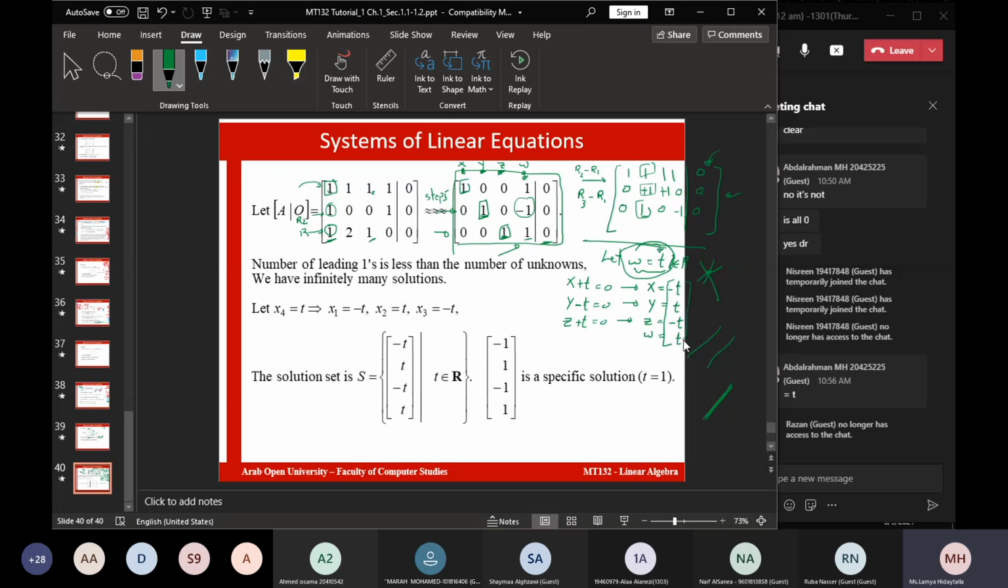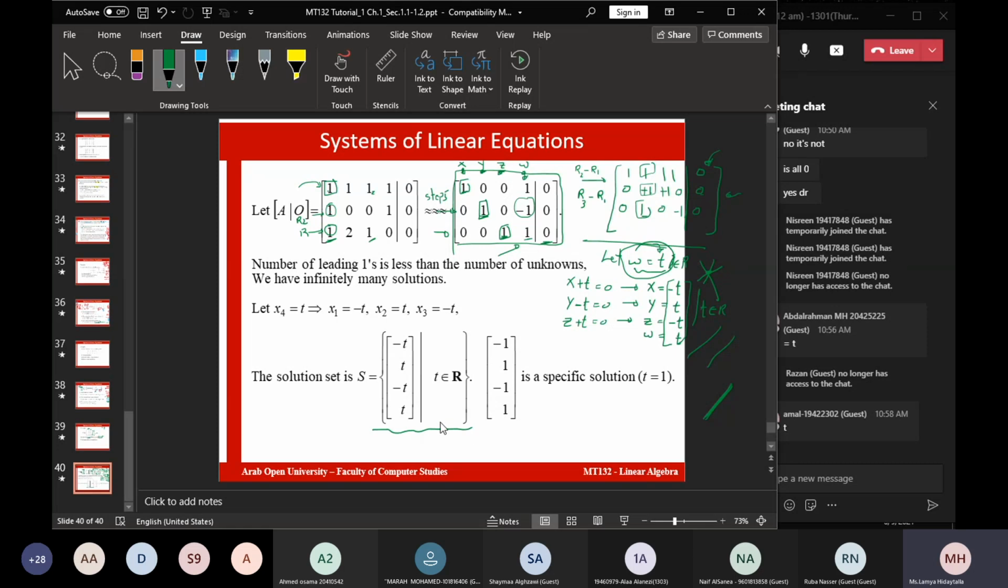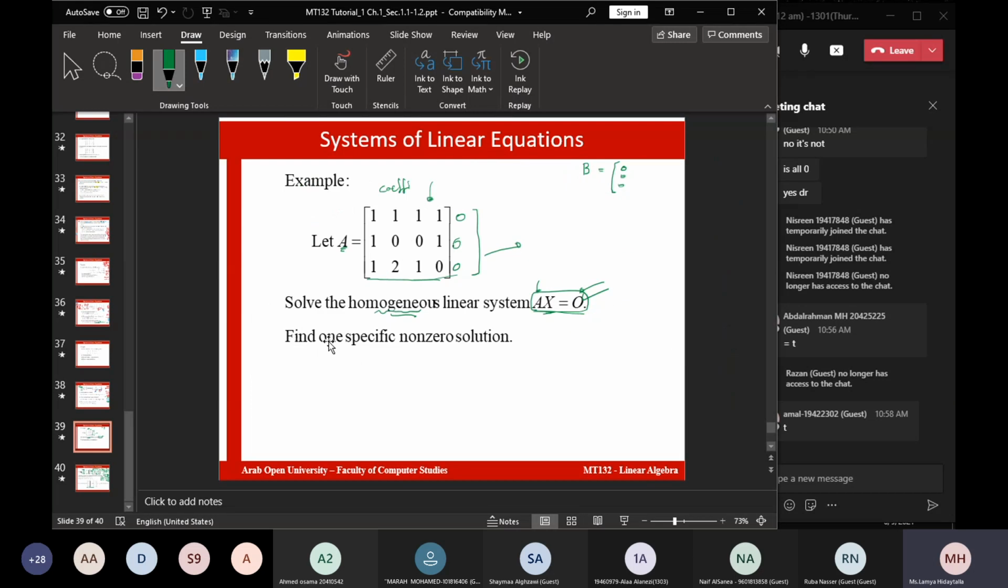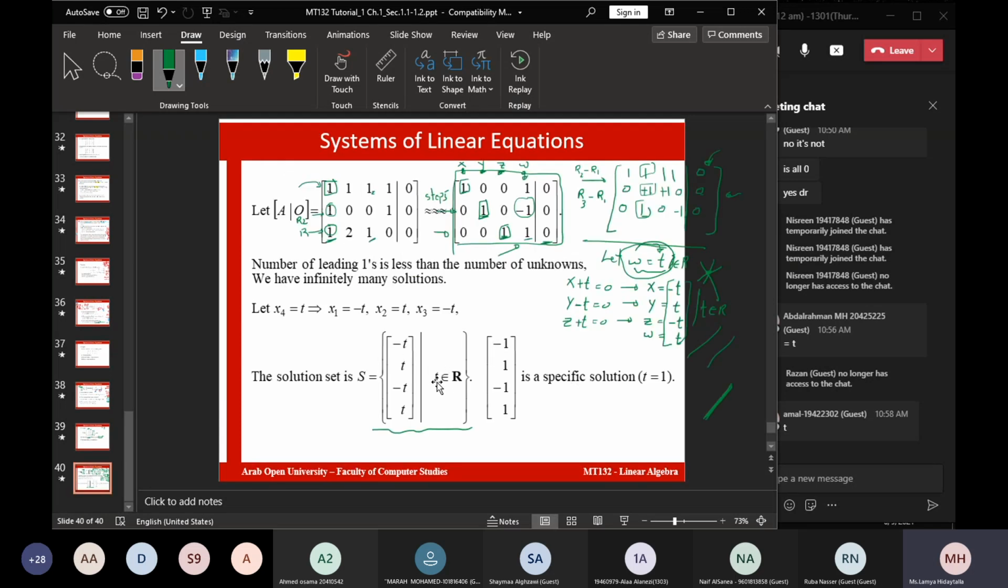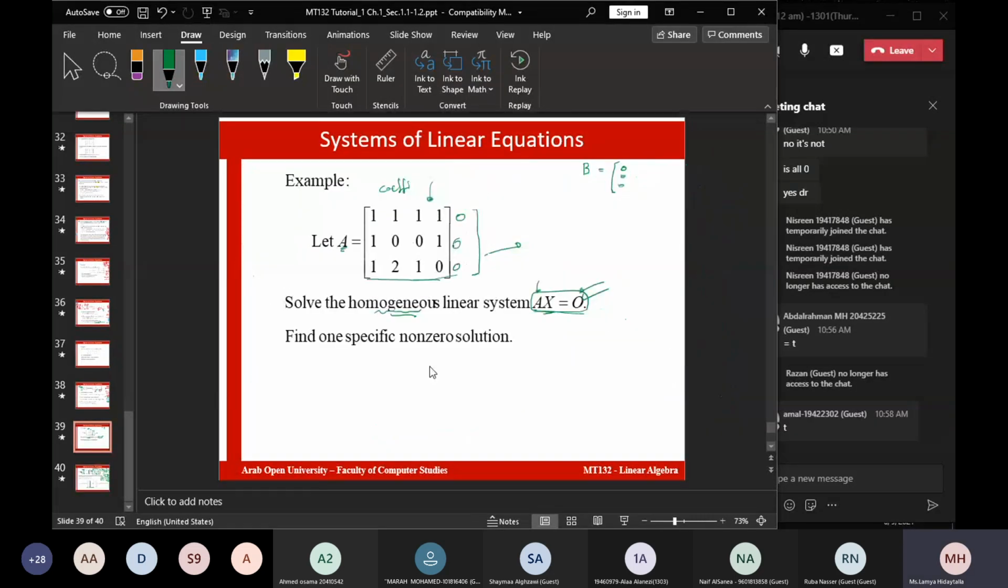This vector, such that t belongs to R. So we write it like that. So this is our solution, where t is any real number. At the end here he said find one specific non-zero solution. He could ask me to find 2 or 3 or 4. How do I do that? Just assign a value for this t. Give it any real number: half, quarter, 1, minus 1, 15, 0. But he said one specific non-zero solution.